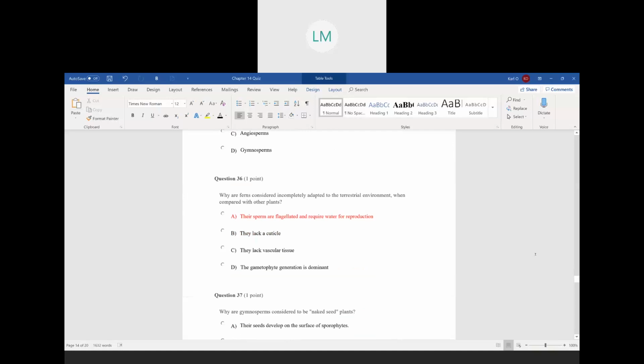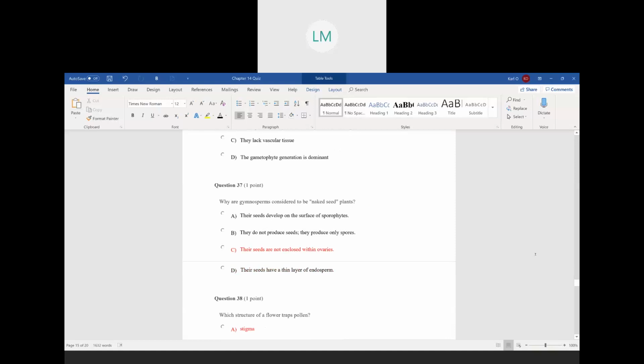Question 36, why are ferns considered incompletely adapted to the terrestrial environment compared to other plants? So they still have that flagellated sperm. They still require water for reproduction. So that's our correct answer there. They do have a cuticle. They do have vascular tissue. They don't have that dominant gametophyte. They have a dominant sporophyte. So choice A is the correct answer in this one.